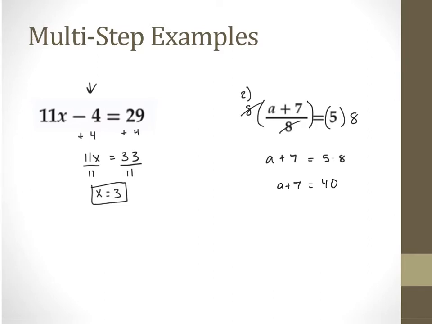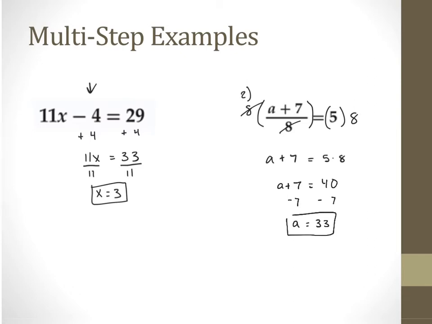Okay. So now we have a plus 7 equals 40. We need to get a by itself. There's still a 7 on this side, so it's being added. So I need to subtract it from both sides. A is equal to 33.